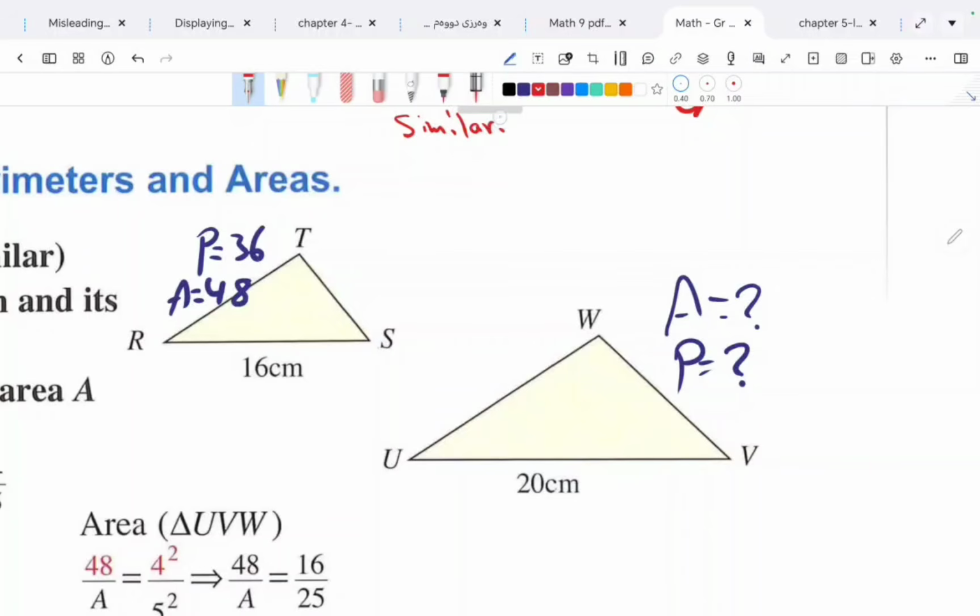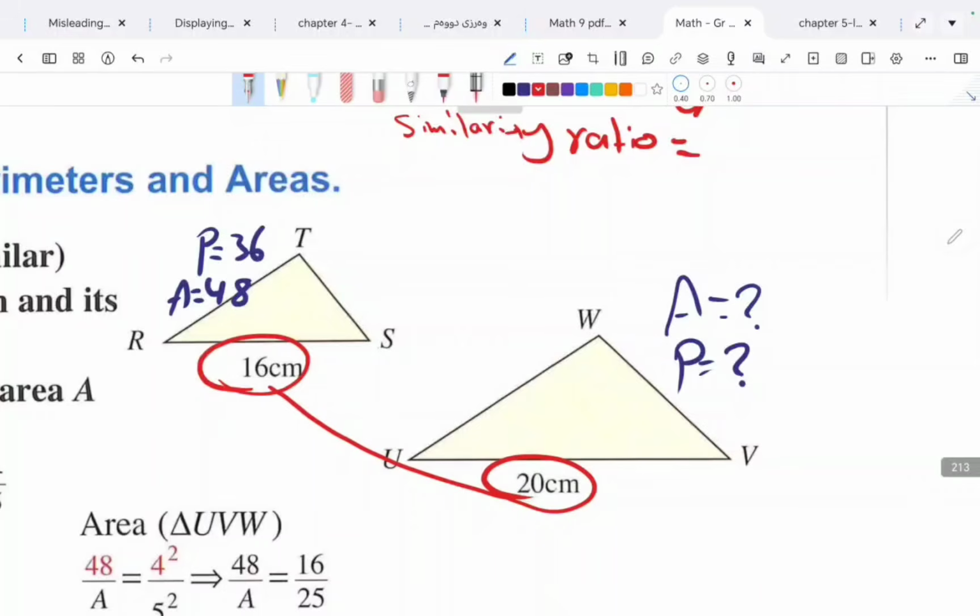Similarity ratio. For similarity ratio, you always say the least one out of the greatest one, the smallest one. So it will be 16 out of 20, because you started with the smallest side length. That's why this one will be P1, A1, and P2, A2 are missing. Is it in simplest form? No, it will be 4 out of 5.